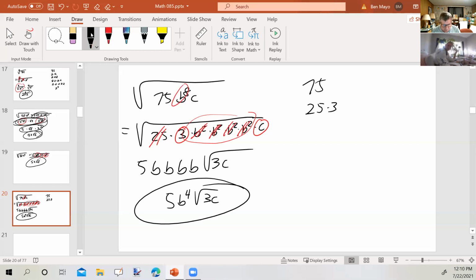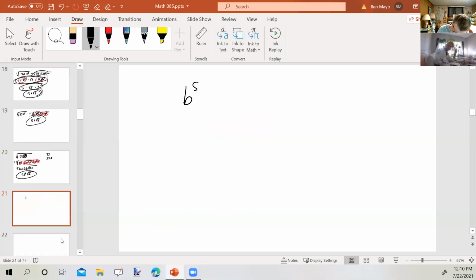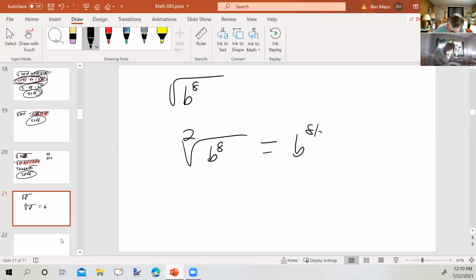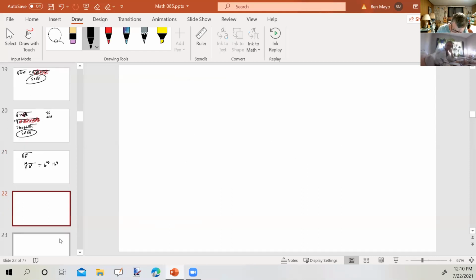Now, let's take a look at b to the 8th power just by itself. If I'm going to take the square root of b to the 8th power, I'm going to write that index, the implied 2. That's b to the 8 divided by 2, which is b to the 4th power, right? The square root of b squared is b. What's the square root of b to the 4th? Wouldn't that be b to the 4 halves, or b squared?